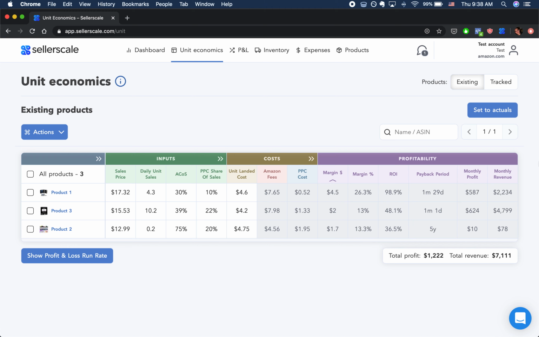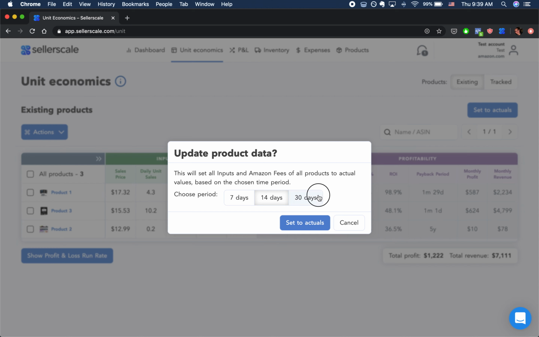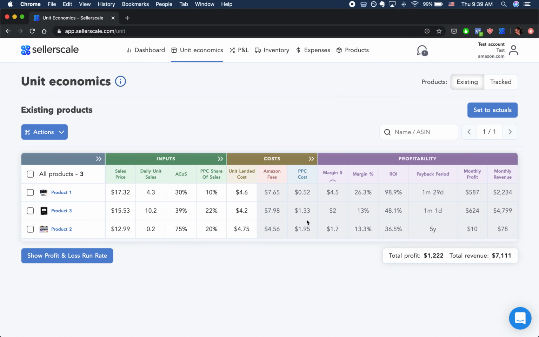So first of all, you can check your current per unit profitability. To do that, you just click the Set to Actuals button, select the needed time period, let's say 30 days, and the tool instantly pulls up your data from Amazon for that time period and sets all of these numbers to actual values. So here we see that our average price for product one was $17.3.